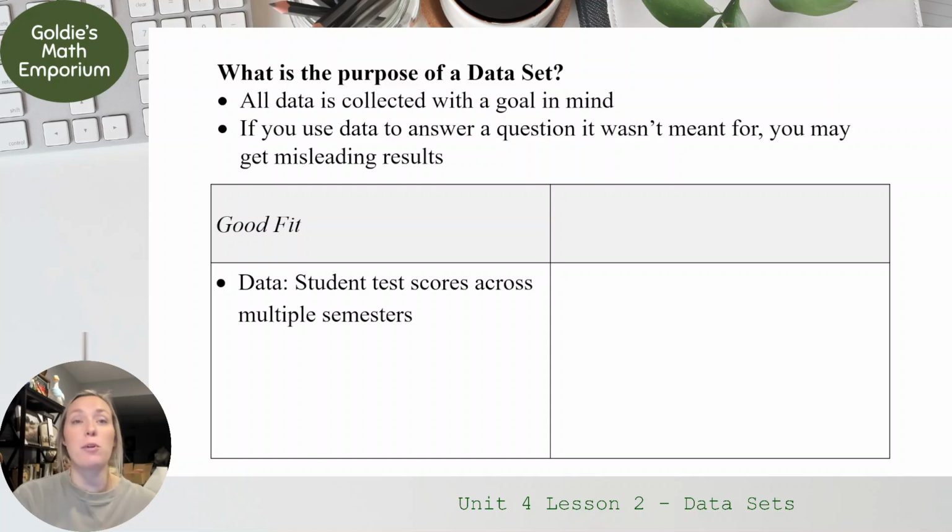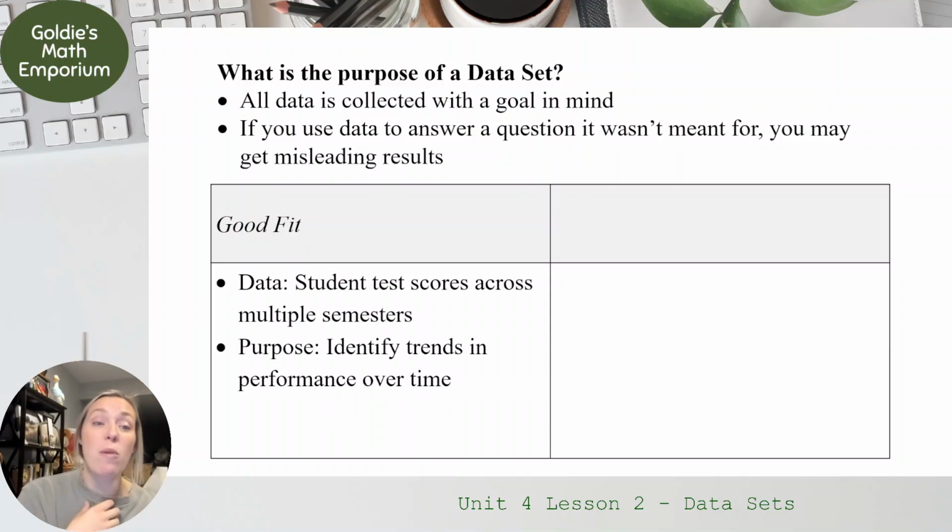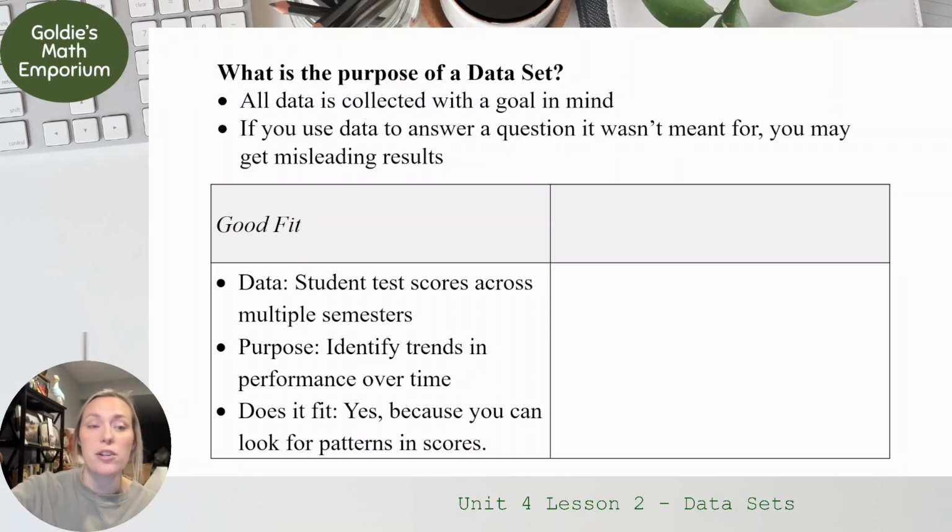Okay, so for example, a good fit here. If we collect data on student test scores across multiple semesters, so test scores in our class across multiple semesters, even across multiple years, right? If I want to identify trends in performance, I look at those student test scores throughout the year and across multiple years. Is it a good fit? Yes, because I can look for patterns in scores, right? Do students do better or worse first semester versus second semester? How have students been doing since, let's say, online learning started or asynchronous learning started? I collect that data, test scores, with the purpose of looking for trends and looking for those patterns.